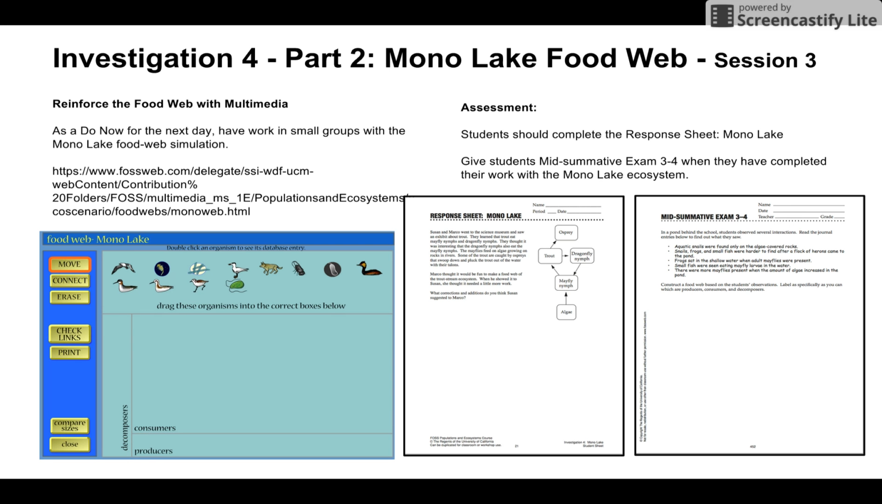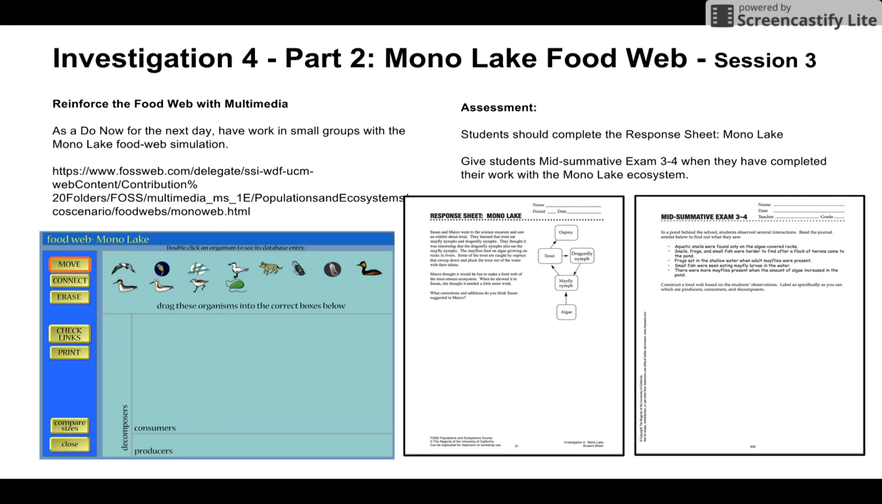Finally, in session 3, you want to reinforce the food web with the multimedia simulation, which can be found in the multimedia task tab. So as a do now for the next day, have students work in small groups and work on the Mono Lake simulation. Give them about 15 minutes on this activity. This activity just kind of reinforces students' ideas of the positions or the levels that organisms will belong to in an ecosystem.